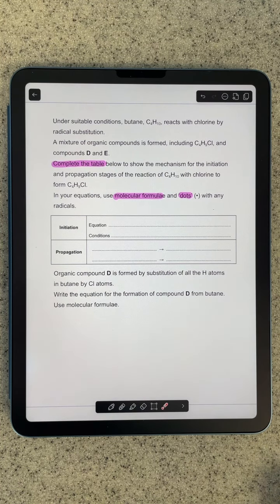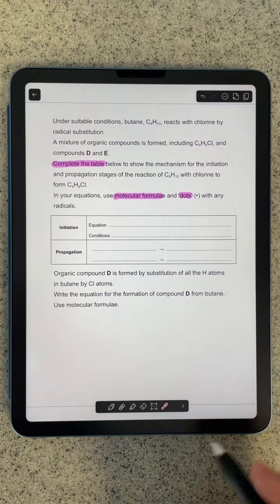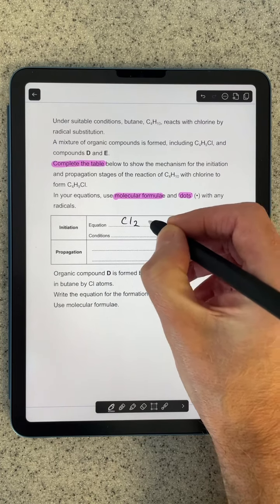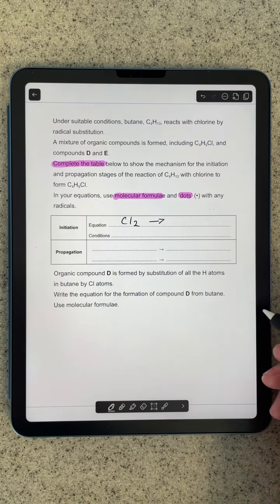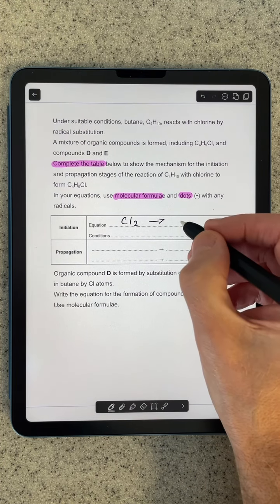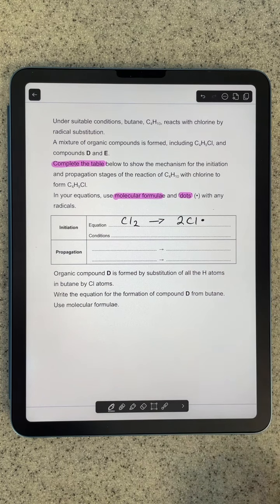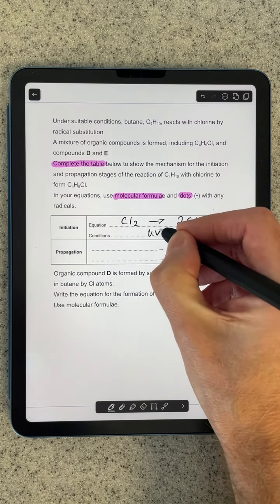So initiation step first. So what are we reacting? We're reacting chlorine. So the chlorine molecule is going to have its covalent bond broken by homolytic fission. They haven't asked what type of bond fission it is in this question, but homolytic fission, and we're going to get 2 chlorine radicals, so we need a dot there. Condition for this reaction, we need UV, ultraviolet.